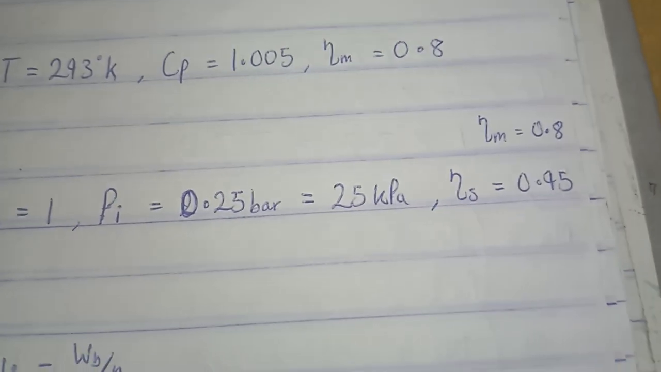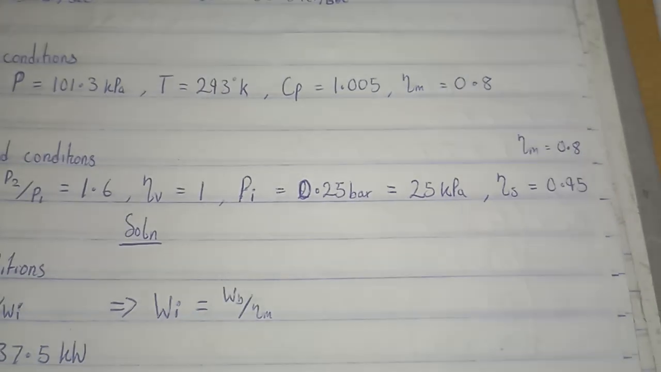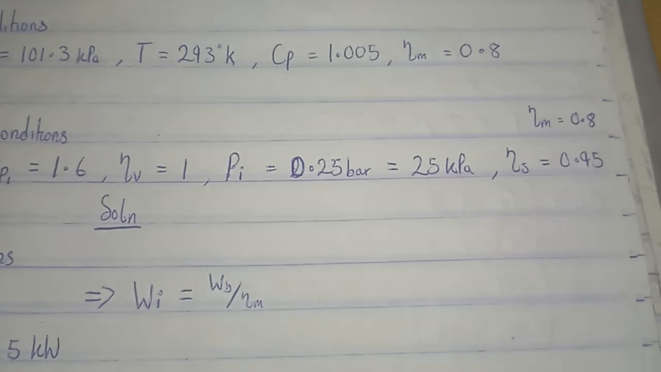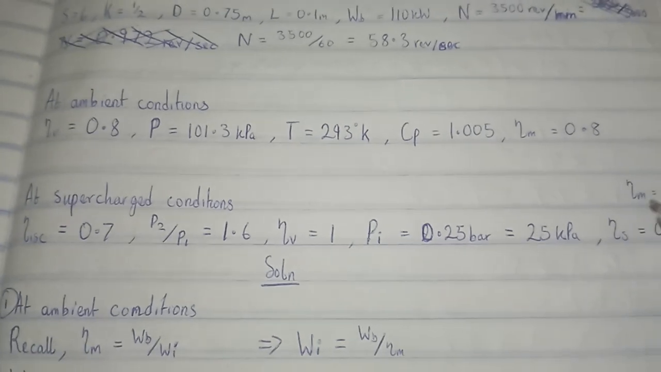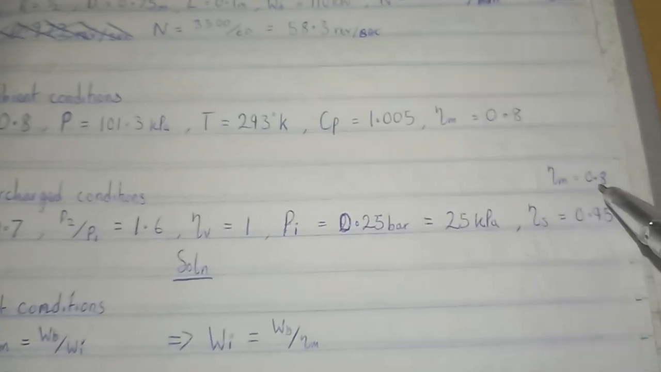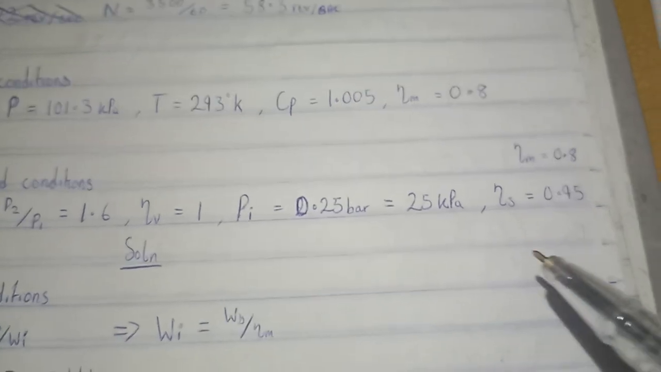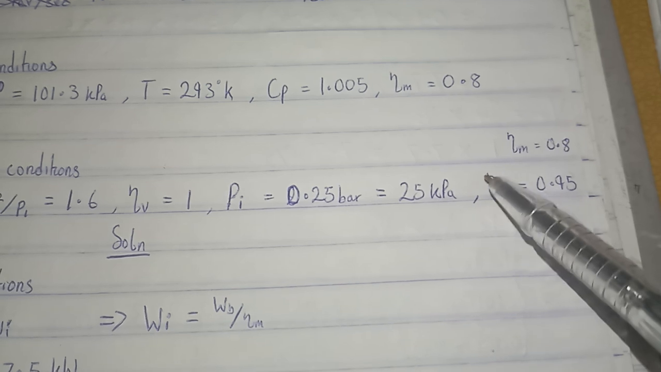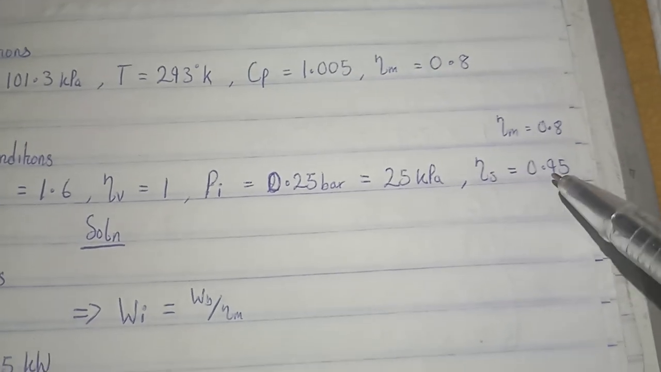Now, they said calculate the indicated power and also calculate the net increase in the brake power to be expected from the supercharged engine. Take the mechanical efficiency of the engine to be 80% in both cases. Therefore, both at ambient condition and at supercharged condition, the mechanical efficiency is 0.8. Then the mechanical efficiency of the drive from the engine to the supercharger is 95%, so 0.95.